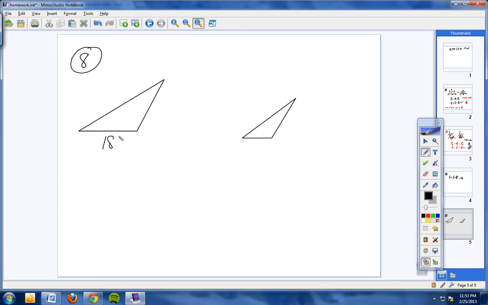18, 24, and 36. And 15, 30, and 20. All right, here we go. Let's knock this out. Smallest side over here is 18, and that would correspond with the smallest side over here, which is 15. The next biggest side is 24, and that would correspond with 20 over here, so 24 over 20. And then our longest side, 36, would go over 30.